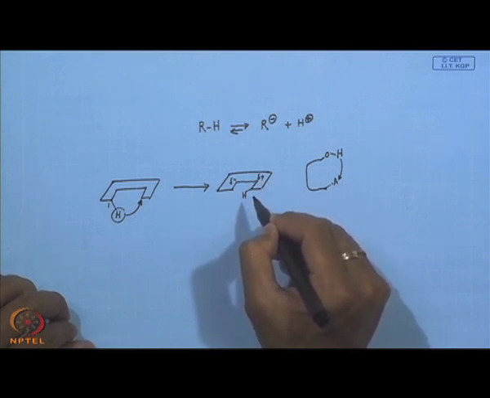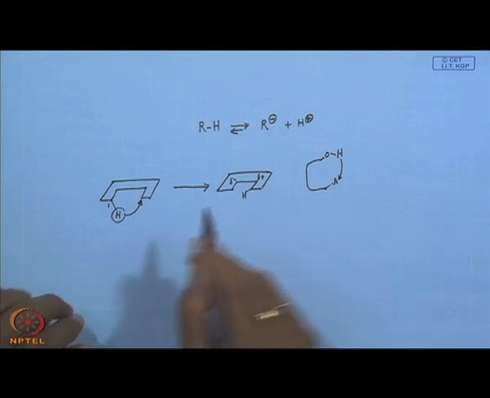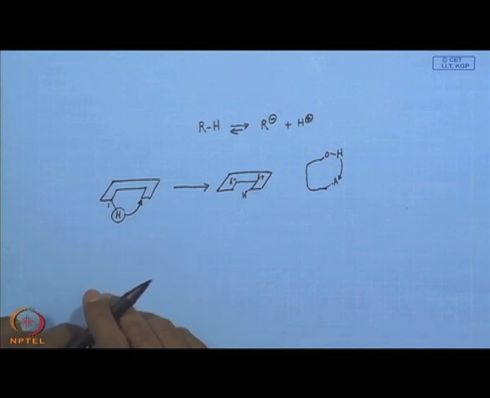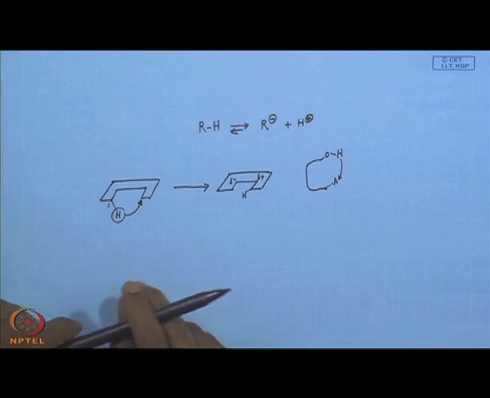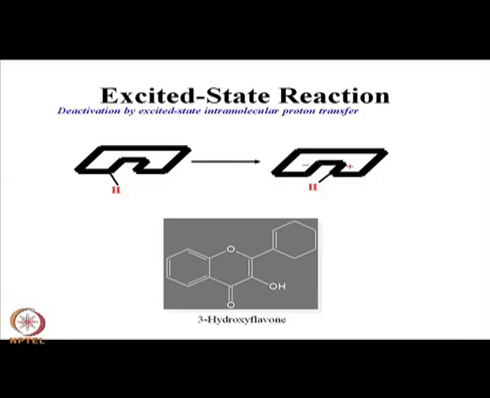So, a classic example is 3-hydroxyflavone. This molecule is widely used for this type of exploration of the excited state reaction. This proton is the proton which is getting transferred from here to another position.